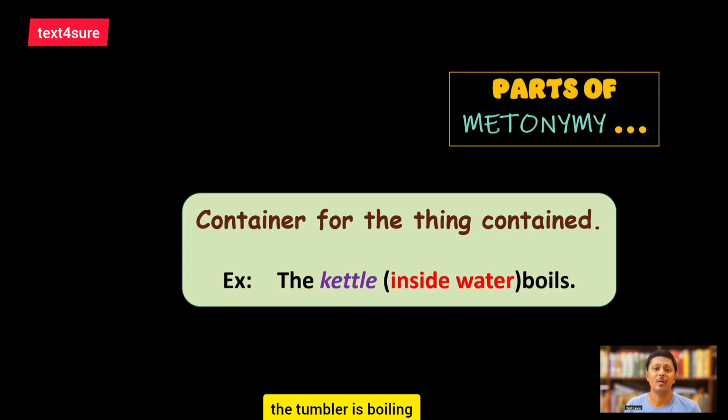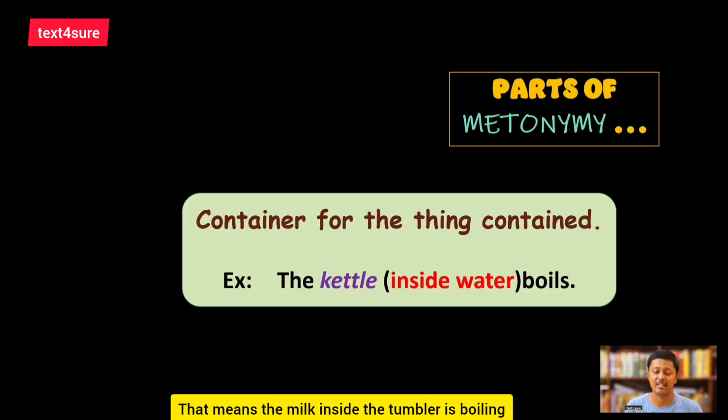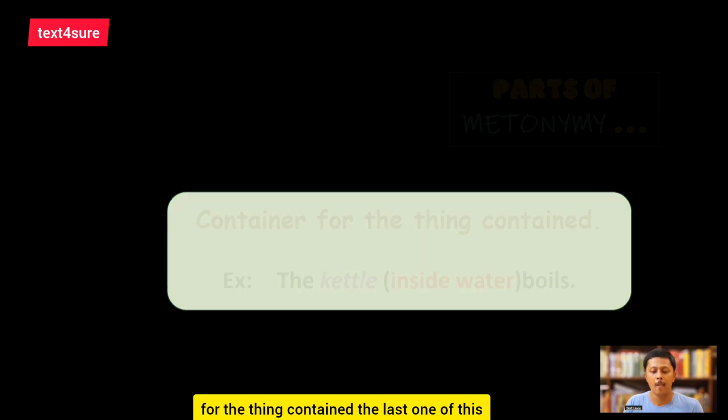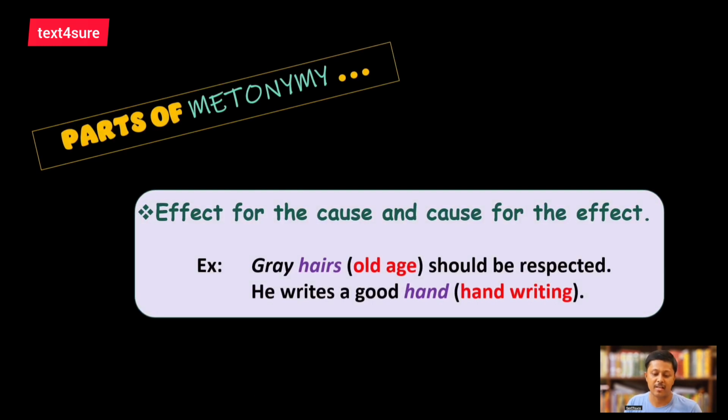All right, the tumbler is boiling. That means the milk inside the tumbler is boiling. It is not the tumbler, it is not the kettle. So this is an example of metonymy again, and this belongs to the part of container for the thing contained. The last one of this is the effect for the cause and cause for the effect.